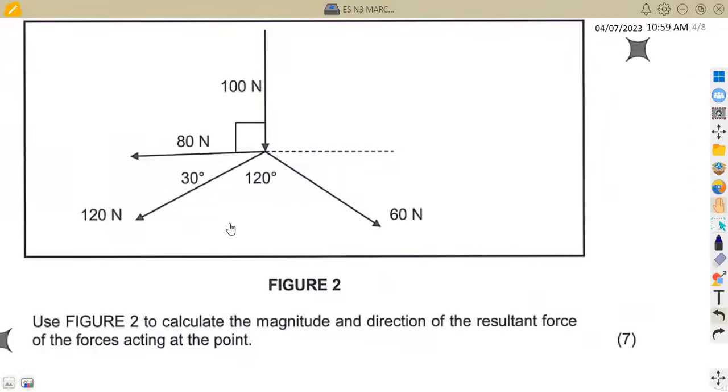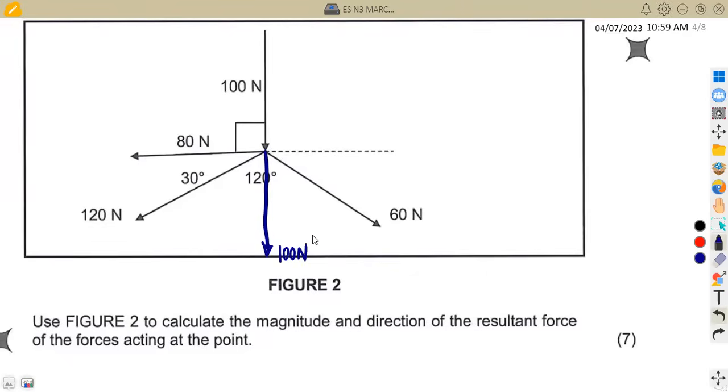Take note, I told you guys that the forces must be from a point, not to the point like this. It's facing into the point. So you extend that one down. It must be from the point, so it must continue downwards like this. So this is where we are going to end up with our 100 Newton in this case.